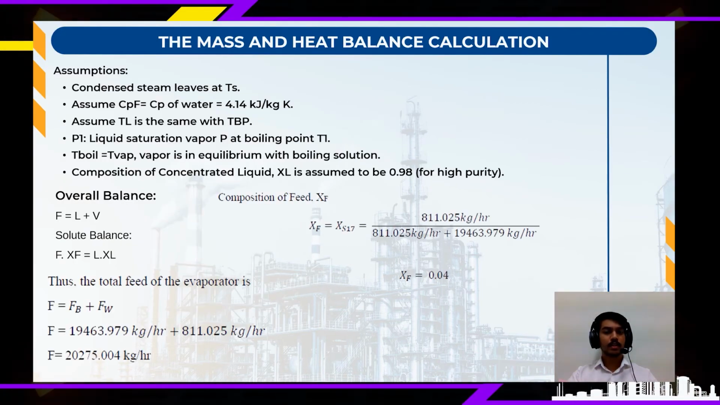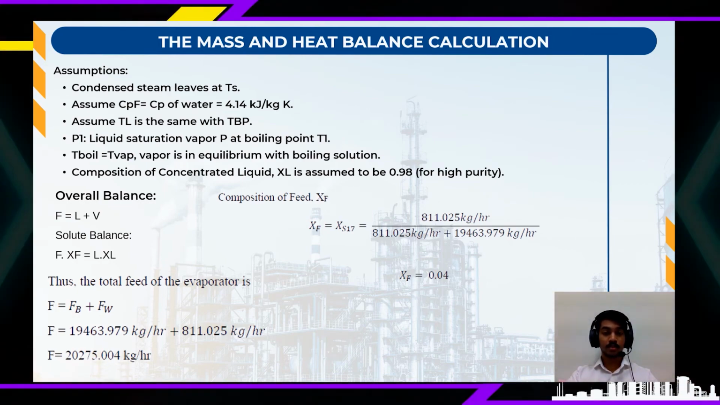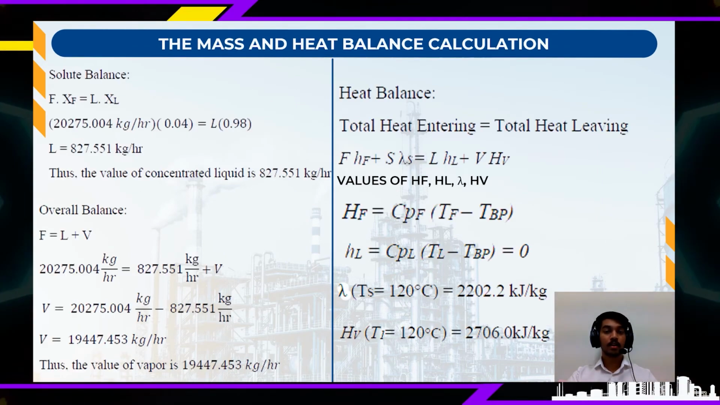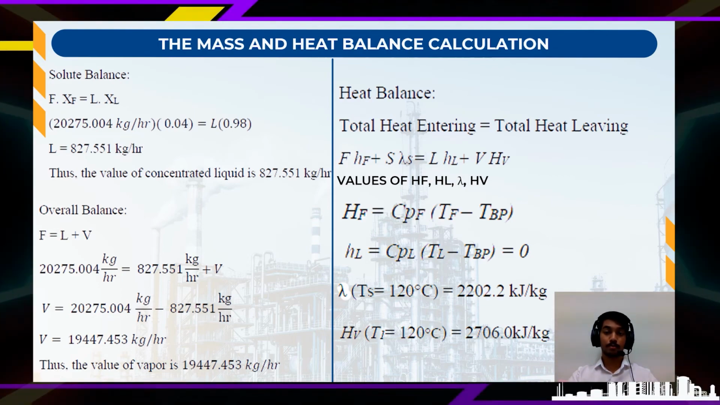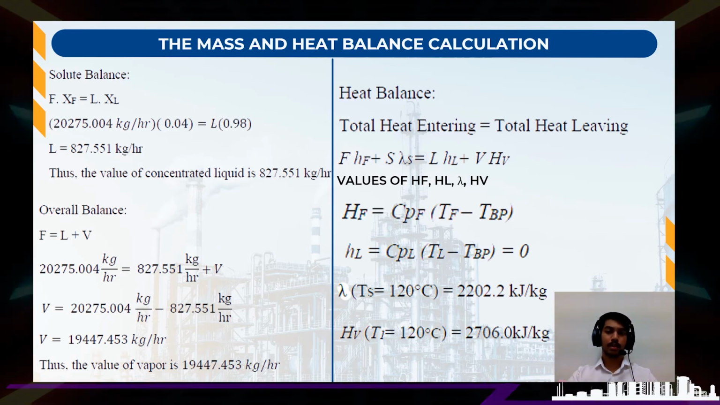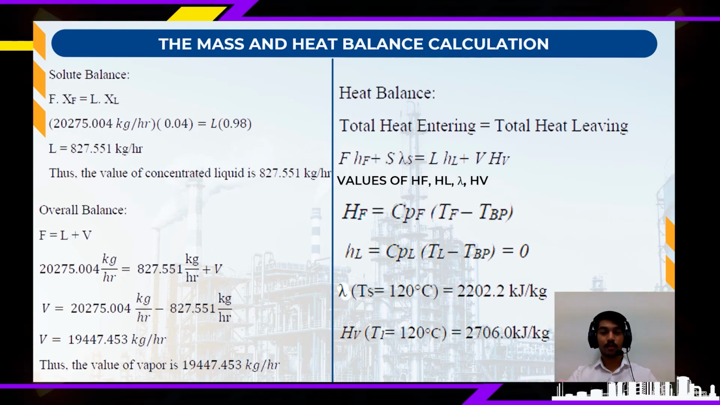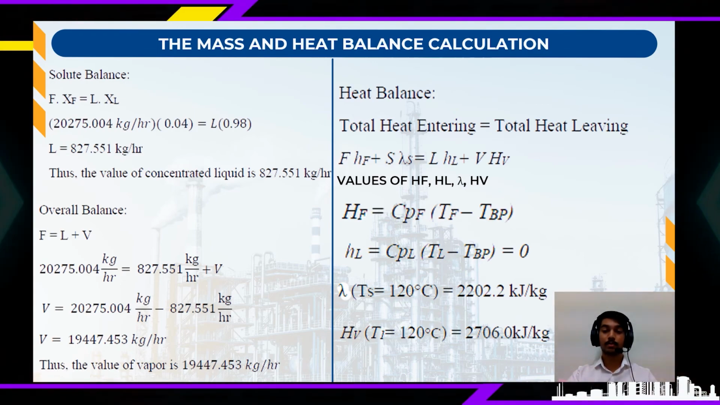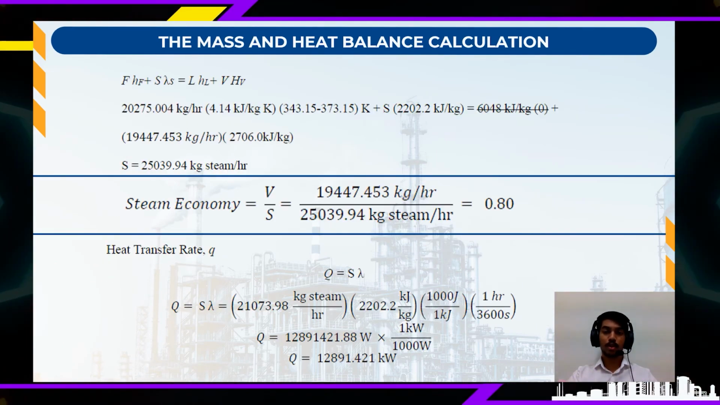The next part is the mass and heat balance calculation, starting with the assumptions as shown in the slides. After that, by using the formula of overall material balance and solid balance, the mass flow rate of concentrated biodiesel solution, which is 830 kg per hour, and the vapor flow rate, which is approximately 19,000 kg per hour, are found. By using the heat balance formula and by substituting the value of latent heat of steam and enthalpy of vapor found from the steam table, the rate of steam is found to be approximately 25,000 kg per hour.